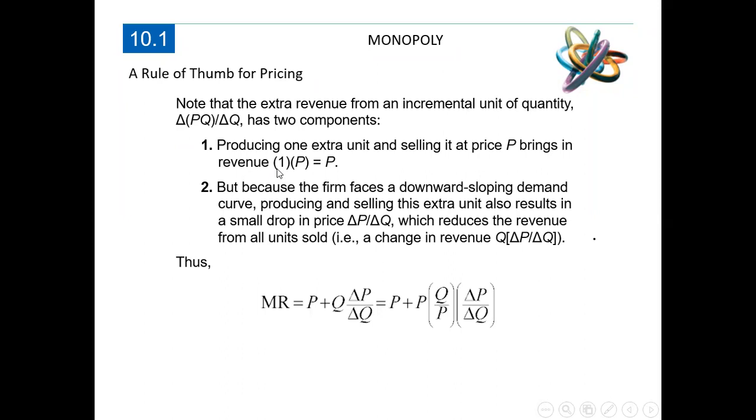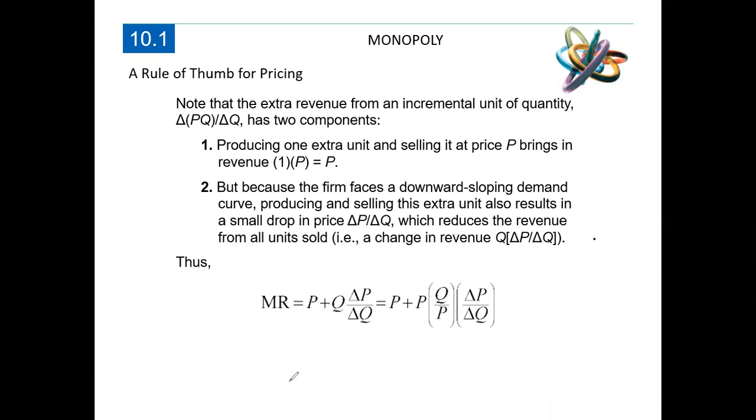This goes for the extra 1 unit. So 1 times P will give me the P. And then if I have a drop in prices, I drop the prices to increase more units. So this is another incremental quantity times the change of price times change of quantity. This formula is very important because I'm going to take the P as a common factor.